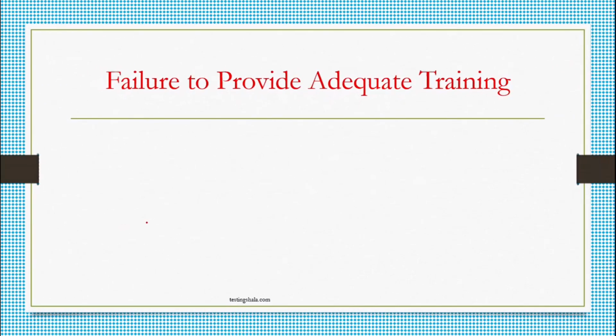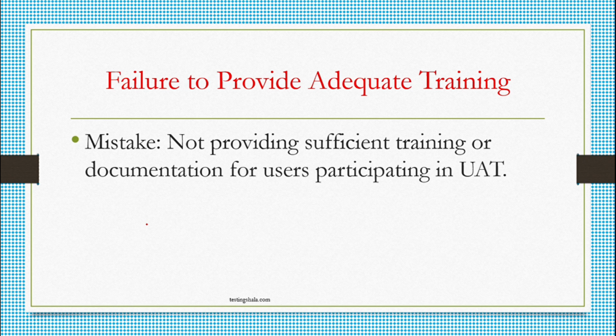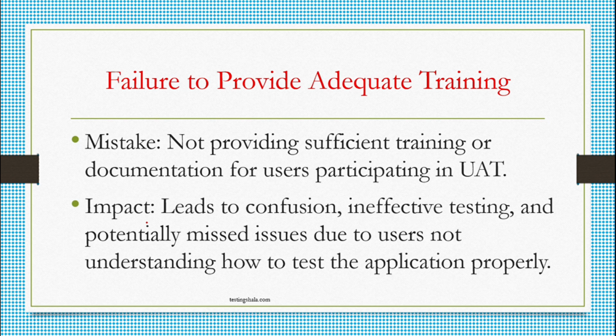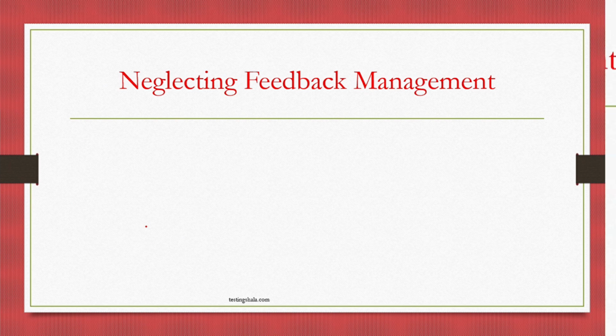And the next one is failure to provide adequate training for end users. What happens if you do not provide sufficient training or documentation for the users who are going to participate in UAT? The impact would be confusion for the end users who are going to test the application, and ineffective testing, because they do not have sufficient information to test the application. This is also going to lead to missed defects because the users are not trained or do not know the exact usage of the application properly.